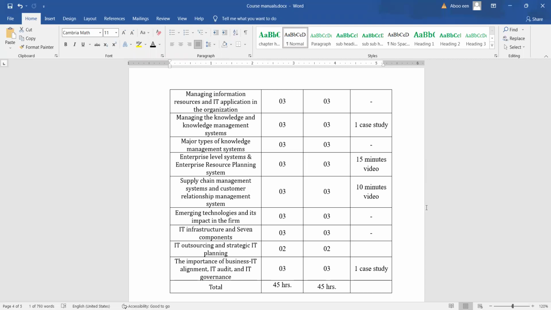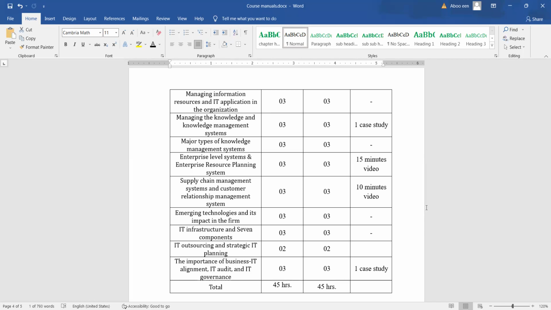Next, we will discuss supply chain management system and customer relationship management system. What is SCM and what are its components, and how SCMs support business organizations. And we will discuss CRM, customer relationship management, and how CRM supports organizations. What are the new trends or developments in supply chain management as well as customer relationship management systems, we will discuss under this session.